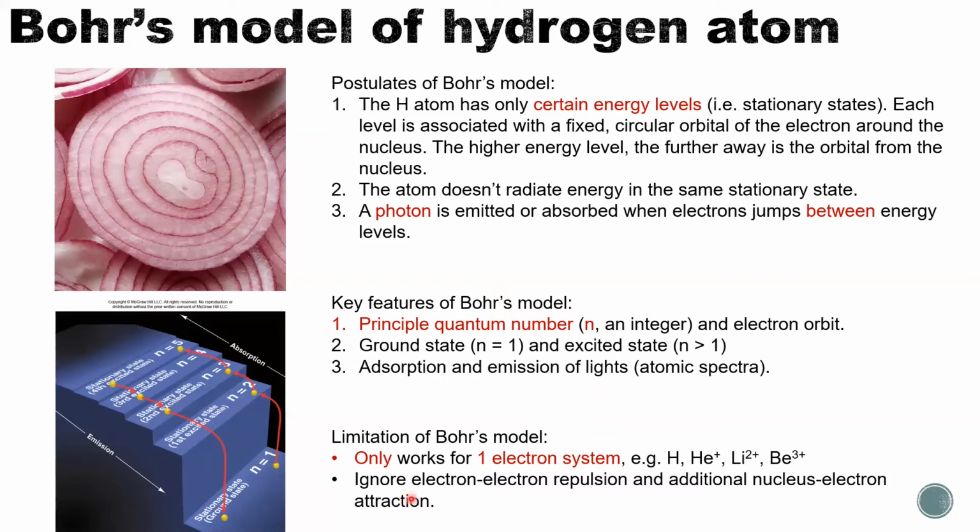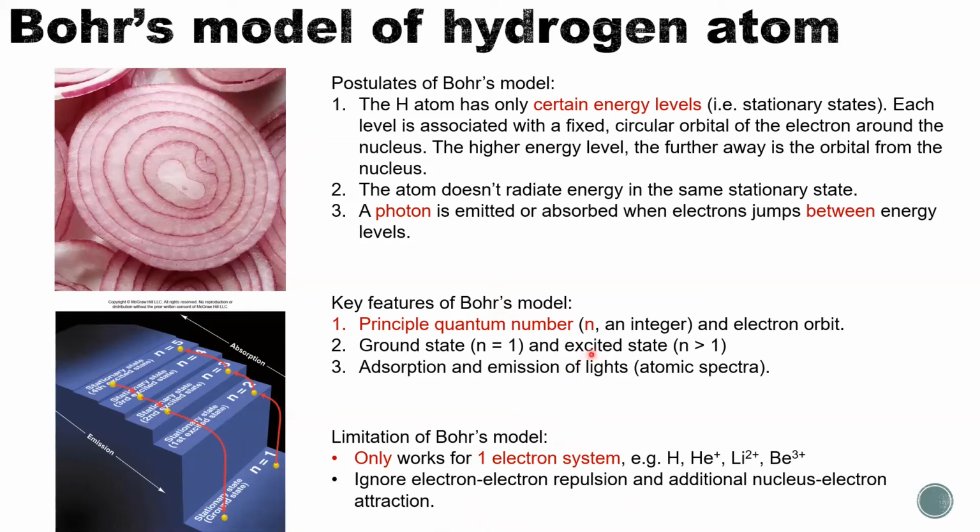So in Bohr's model, we don't consider electron-electron repulsion. Both electrons carry negative charge, and when the two negative charges get close to each other, there is a repulsion between them. Because now we only work with 1 electron, we don't need to consider that. And also, if we have multiple electrons, the nuclear electron attraction, the positive and negative attraction, should be split between the 2 electrons. So we have additional nuclear electron attractions when you have a multi-electron system, and that is not considered in Bohr's model either. So bear these 2 limitations of Bohr's model in mind.